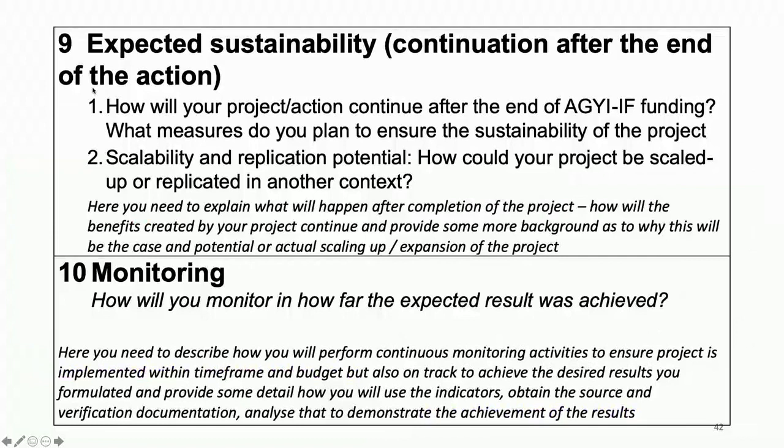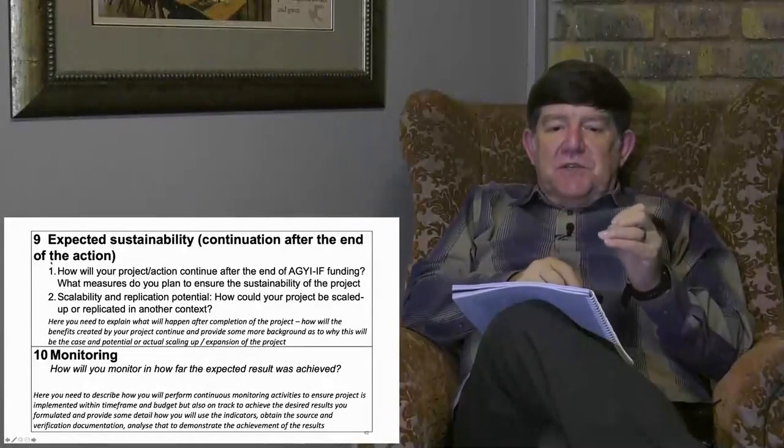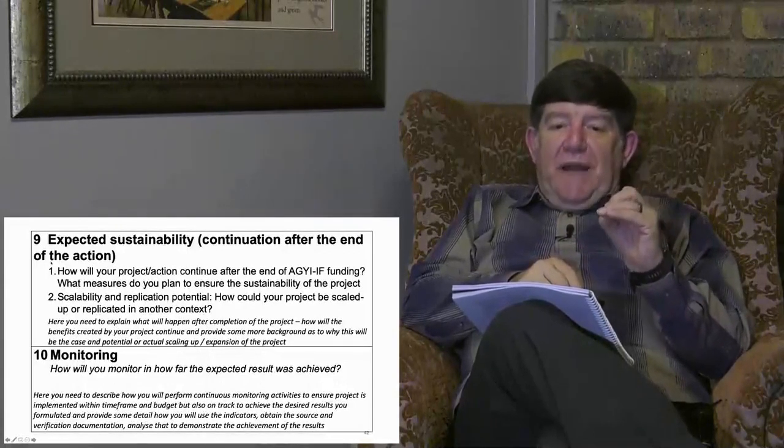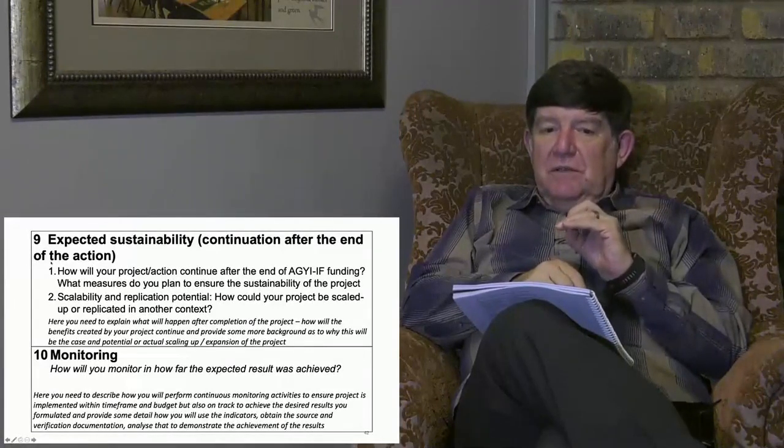Number 9, very important. This is the deciding factor. Expected sustainability: continuation after the end of the action. Remember earlier on we spoke about how, when you start thinking about your project, you also need to think about what will happen when this project ends. How will these benefits continue? How will these activities proceed and continue to create benefits for the target group once this project ends in month 5? 2 key questions. How will your project action continue after the end of the funding? What measures do you plan to ensure sustainability of the project?